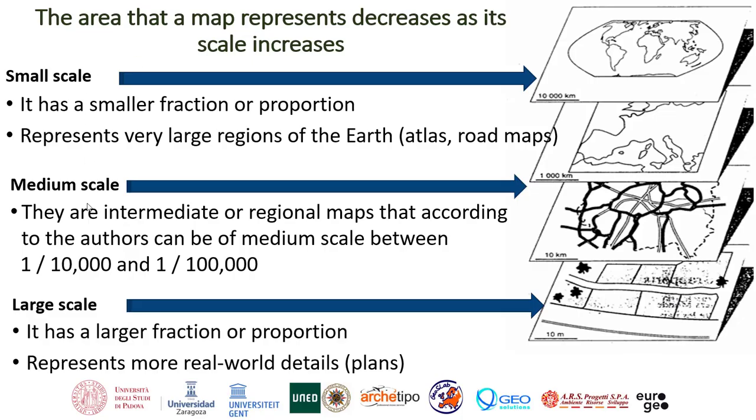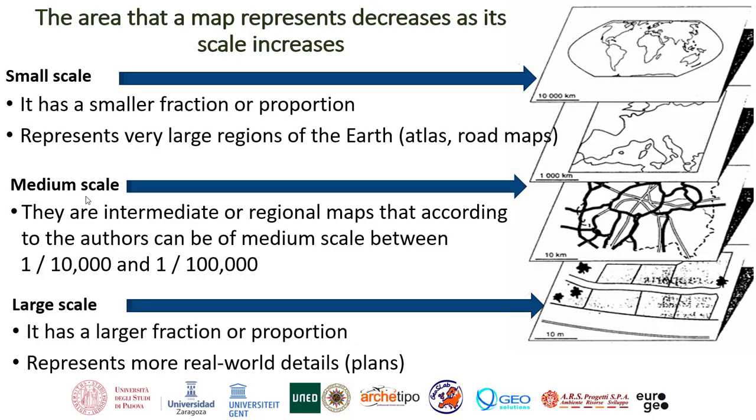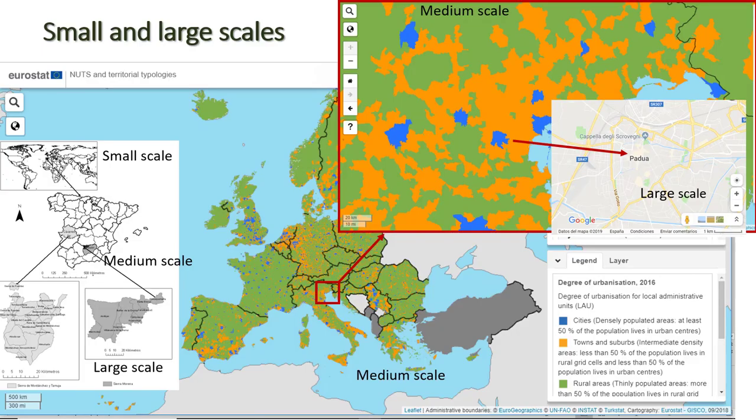There are small-scale, medium-scale, and large-scale maps. A small-scale map shows a large area of the Earth. A medium-scale map means a medium-sized area of the Earth. And a large-scale map shows an area of the real world in detail, for example, a map of city streets. It is important to choose the appropriate map scale depending on your study objectives.